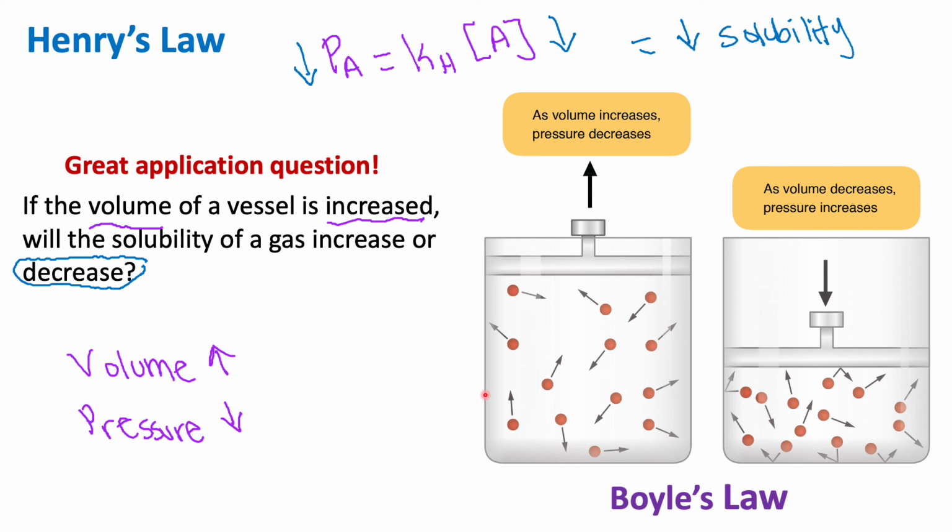I'm going to go over it one more time. So if the volume of the vessel increases, we think about Boyle's law. Boyle's law says that if pressure decreases, volume increases, and if volume decreases, pressure increases. So if the volume is increased, our pressure will decrease. And then we know in Henry's law that if our pressure is decreased, the concentration of dissolved gas would decrease. So the solubility of our gas will decrease.